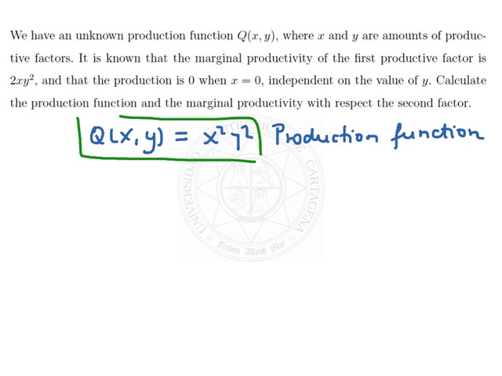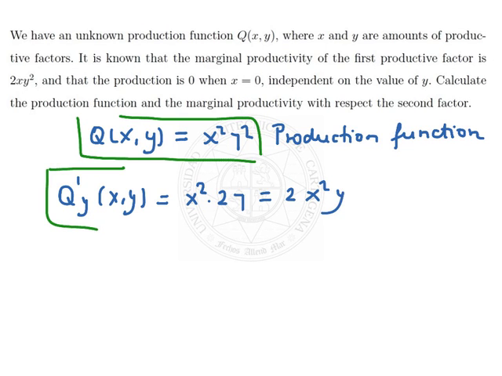Then calculating the marginal productivity with respect to the other factor, which is y, it's quite easy. This is x squared times 2y, that is 2x squared y. This is the marginal productivity.